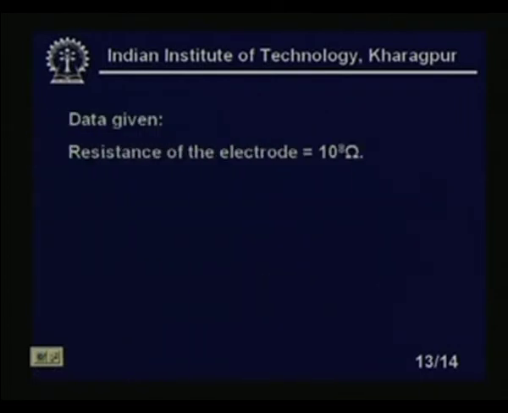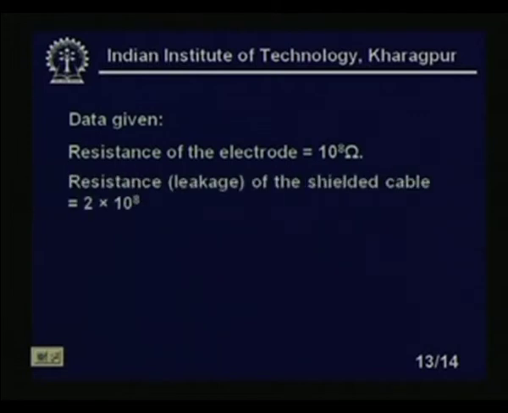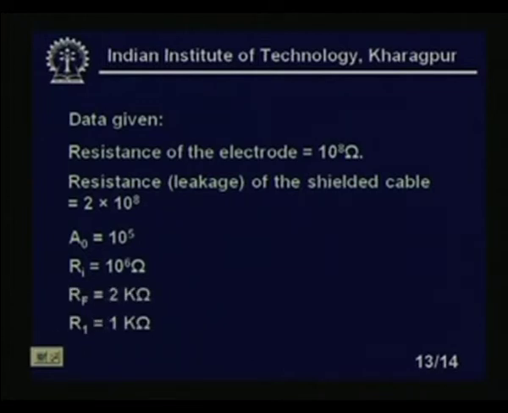The data given are: resistance of the electrode is 10 to the power 8 ohm. Resistance leakage of the shielded cable is 2 into 10 to the power 8 ohm. A naught, the open loop gain of the amplifier, is 10 to the power 5. Ri, the input impedance, is 10 to the power 6 ohm, and Rf is 2 kilo ohm and R1 is 1 kilo ohm. Now, let us look at the solution.